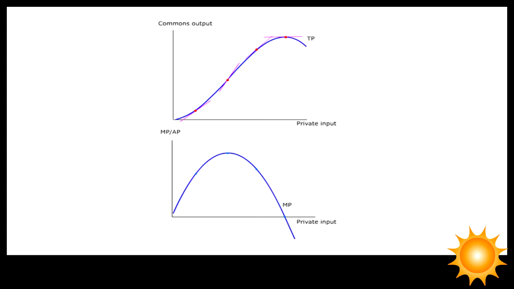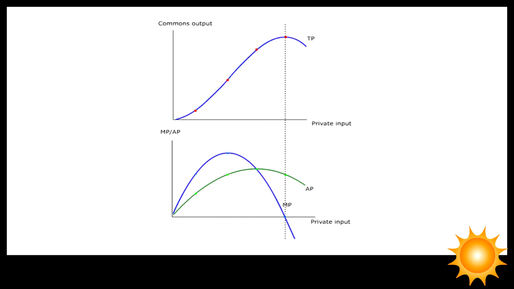Over-exploitation of commons resources would not happen if private input is applied with an eye to the marginal product. But private input owners are more interested in the average product of the commons resources. Let us compare the average product with the marginal product at the same 4 points on the production function. First point, second point, third point, and the last point. Join the points to form the average product curve.